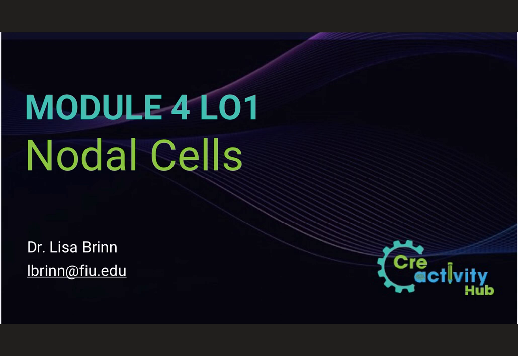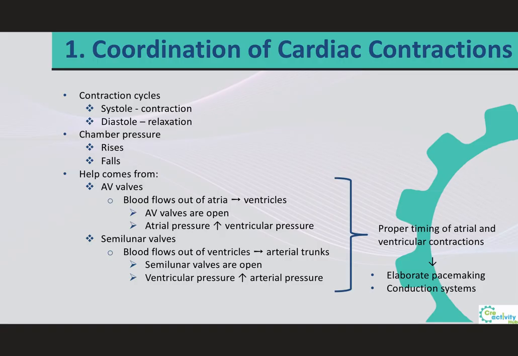And in this specific learning outcome, which is learning outcome number 1, we're going to be talking about the nodal cells. Therefore, we can say that the heart will work in cycles of contraction and relaxation. Contraction is also called systole, and relaxation is called diastole. And the pressure within each chamber will alternately rise and fall during these periods of contraction and relaxation.